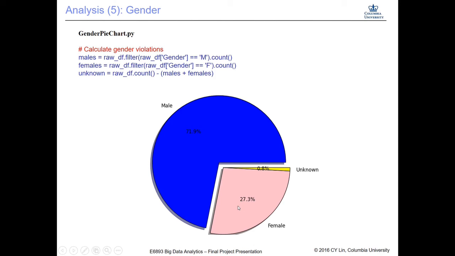Moving to gender type queries in the gender pie_chart.py file, we use simple filter and count operations to plot a pie chart for the gender of the violator. In the pie chart, it becomes clear that male motorists actually get the lion's share of the violations.